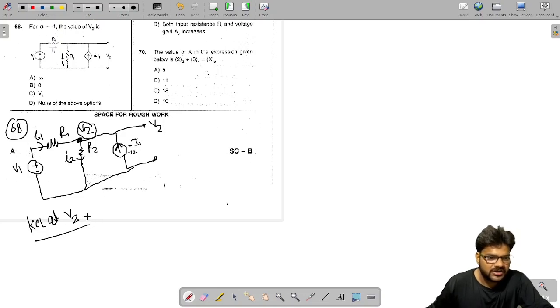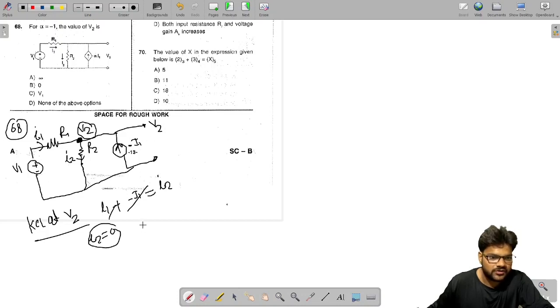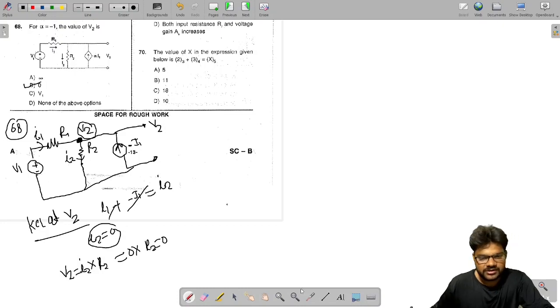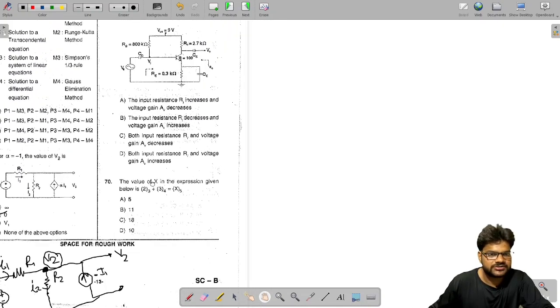Incoming current is I1 plus one incoming current, that is minus I1, which equals the outgoing current I2. So this will cancel out, then I2 will be 0, and we have to find out V2. From this we can write V2 equals I2 into R2, and I2 is 0. So 0 into R2 is going to be 0. So V2 is 0 volt. So option B will be correct for question number 68.